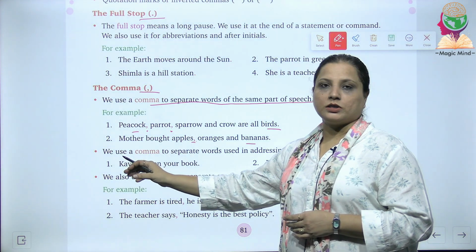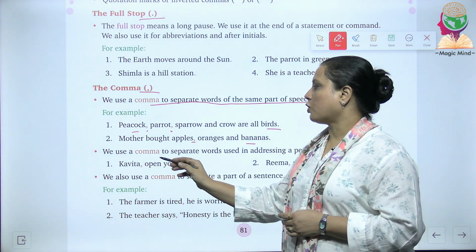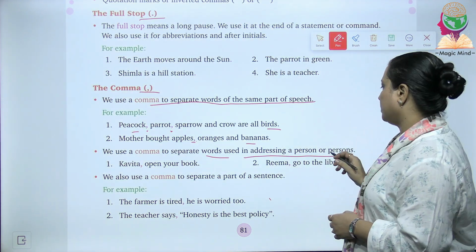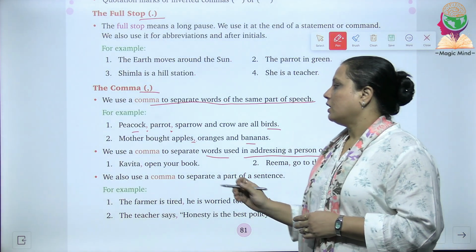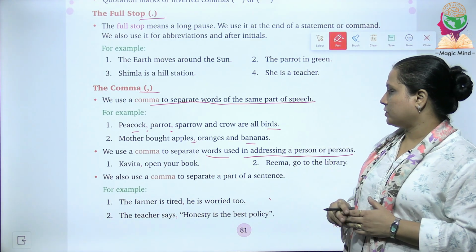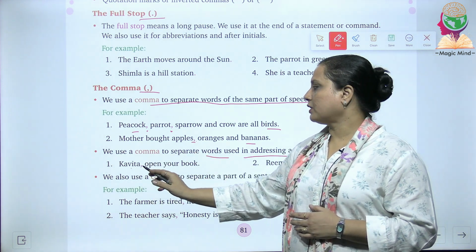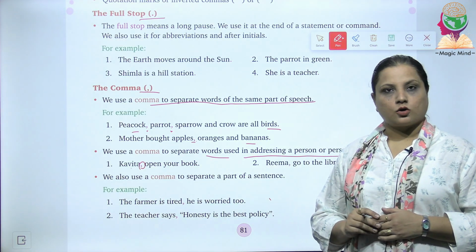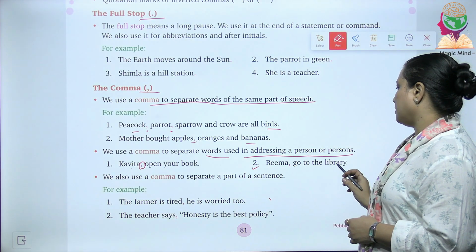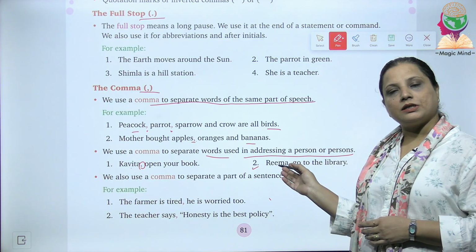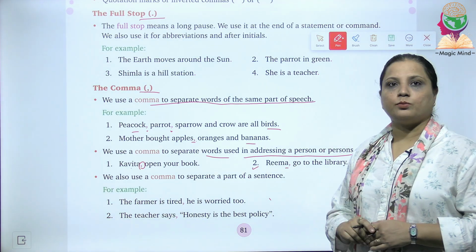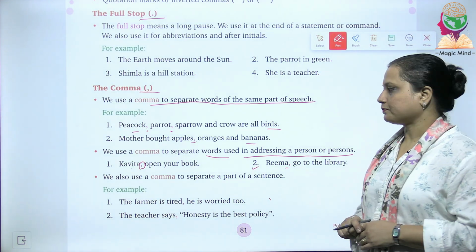The important point while using comma is, we use comma to separate words used in addressing a person or persons. For example, if I say, Kavita, open your book. When I am naming a person, I am addressing someone, after Kavita I will use a comma. Similarly, in the second sentence: Rima, go to the library. I am giving a command to Rima. I am addressing a person and her name is Rima. So after Rima over here, I will put the punctuation mark, comma.